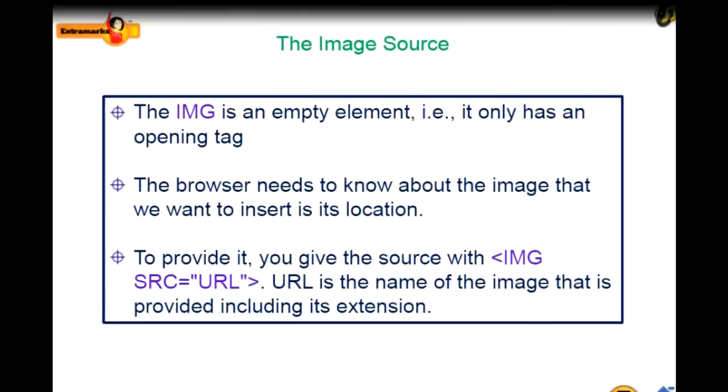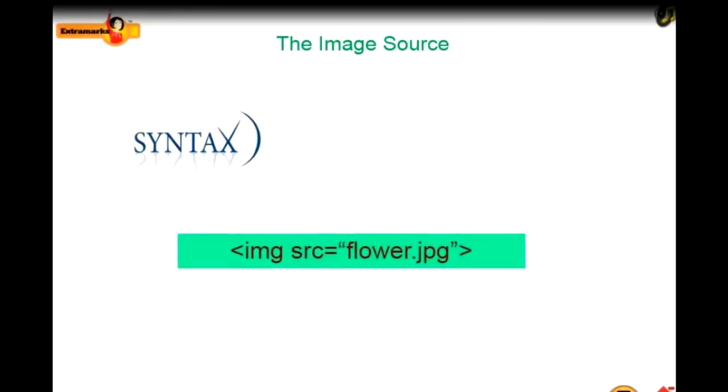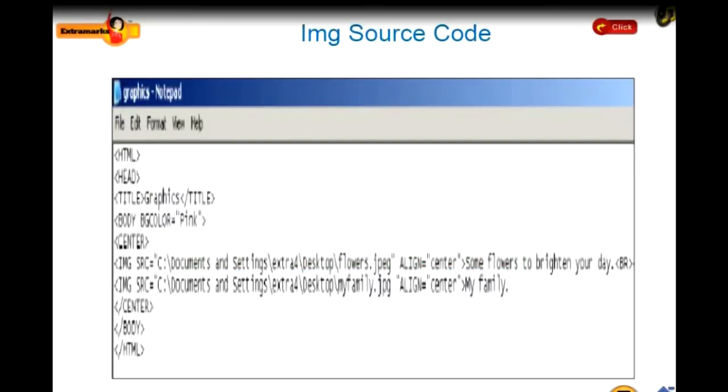I want to tell you one thing more here: whatever picture you want to insert in your web page, you must have it in your folder. To provide it, you give the source with img src. This is a tag which cannot work without attributes, and the important attribute for img is src. The url is the name of the image that you have to provide. Now this is the syntax, and this is the way that we can give the coding.